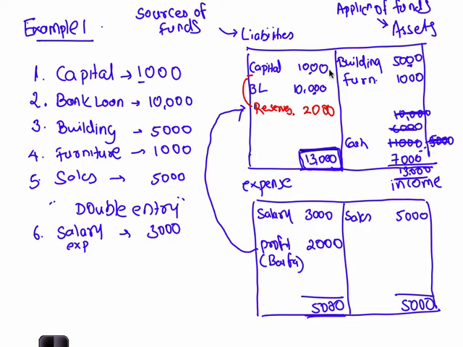And what did you do with those sources? Out of that 13,000, 5,000 you invested into building, 1,000 you invested into furniture, and the remaining 7,000 you've kept in cash. And if next time someone asks why the balance sheet tallies, it has to tally because your sources and application of funds are always going to match. Are we fine here? So now you can write down quickly. I'm writing transactions and then you try to prepare the balance sheet and income statement here.